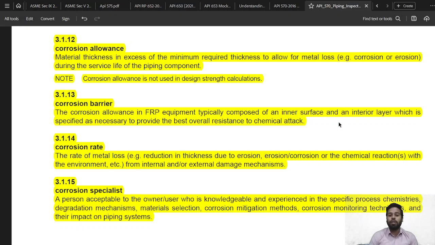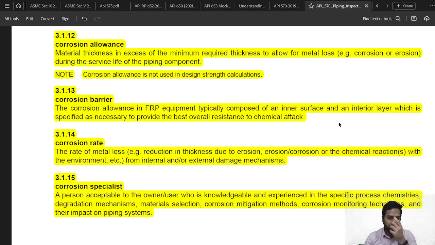Next is corrosion barriers. The corrosion barrier for FRP equipment is typically composed of inner surfaces and an interior layer which are specified as necessary to provide the best overall resistance to chemical attack. Corrosion rate is the rate of metal loss that is happening. This can generally be expressed per year, in microns per year or mils per year.